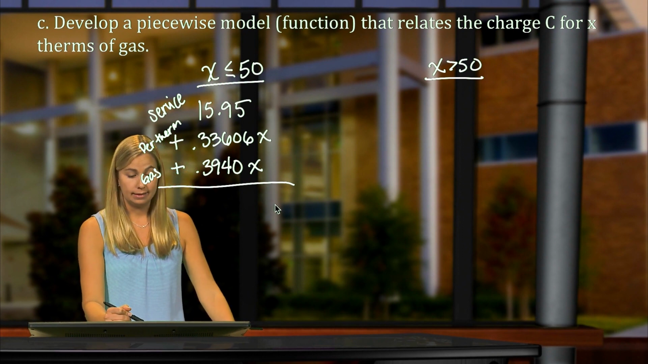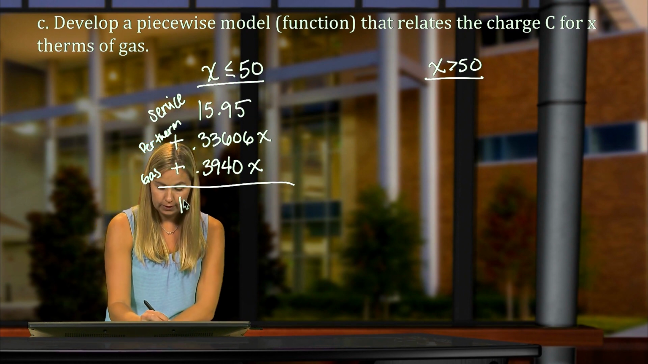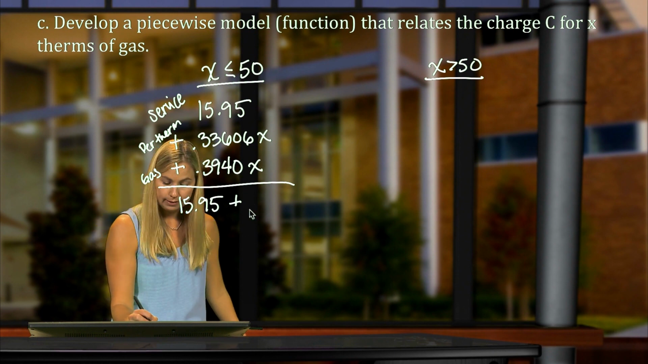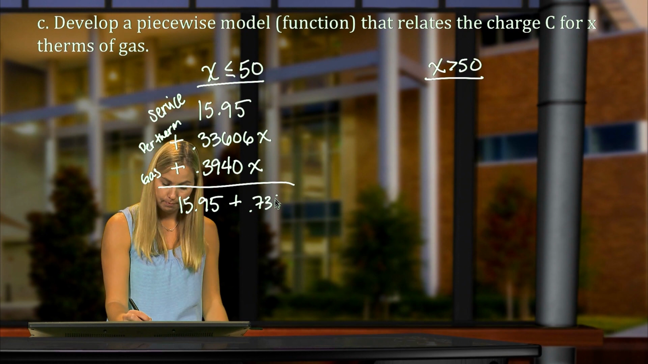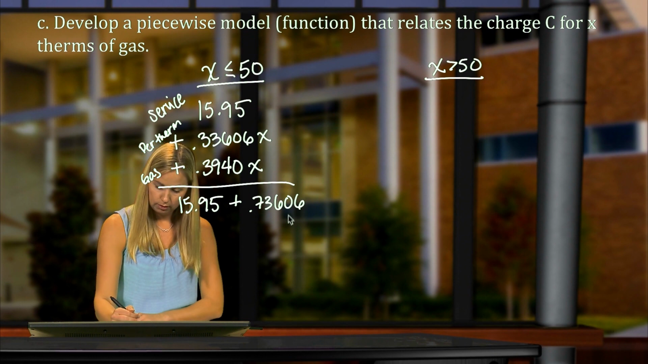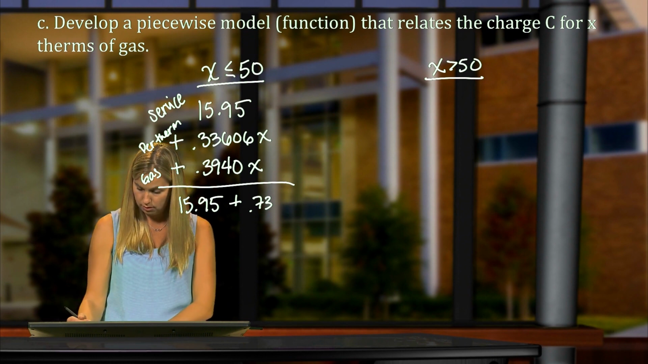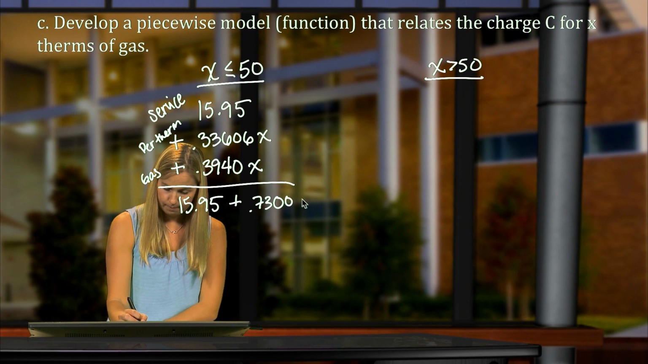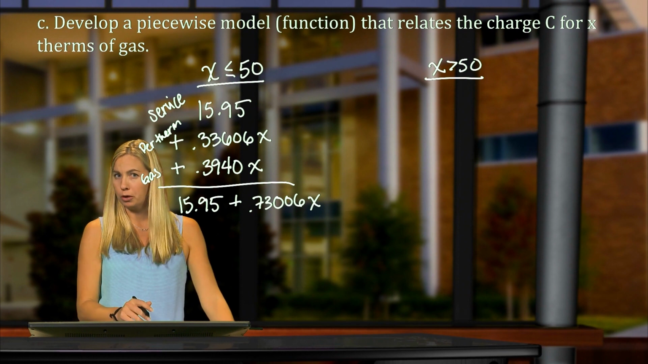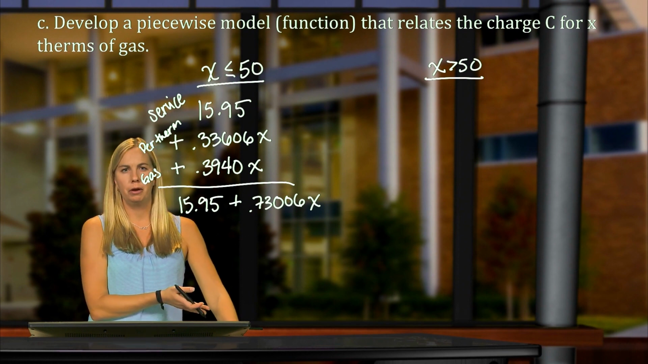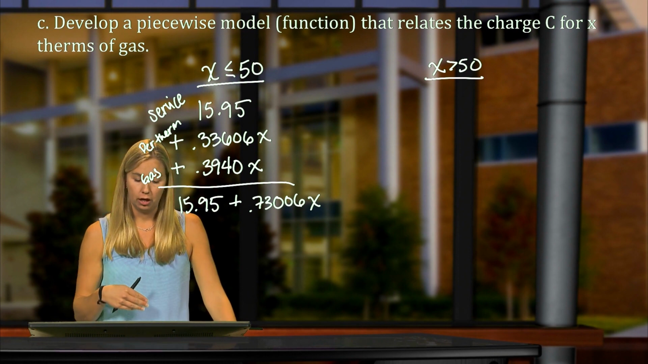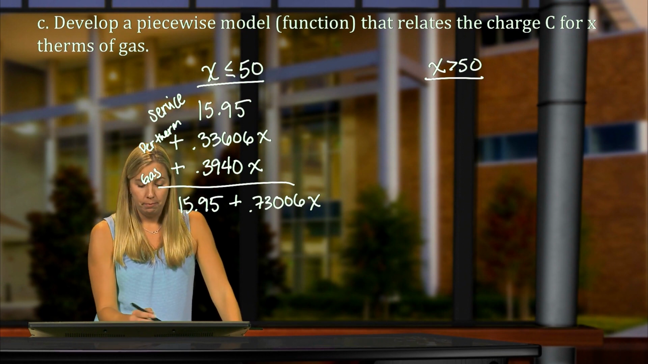Now we can combine these like terms. When we do so, we get 15.95 plus 0.73006x. This one was pretty straightforward. I think we probably agree that evaluating the bill when we had 50 therms was easier than when we had 500. So this is what we did for the first one.